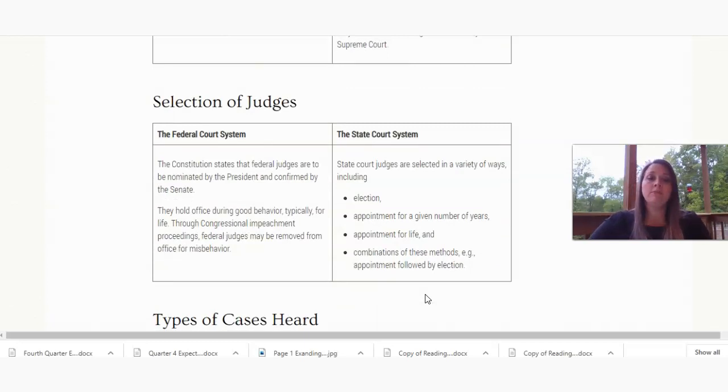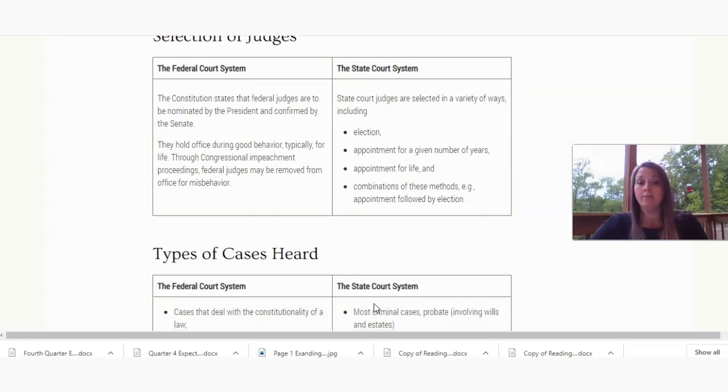State court systems elect their judges, and some, even in North Carolina, are appointed. For the federal court system, they're appointed by the President and confirmed by the Senate. All of them, be it Supreme, Appeals, or District Court. All federal court judges are appointed by the President and confirmed by the Senate.